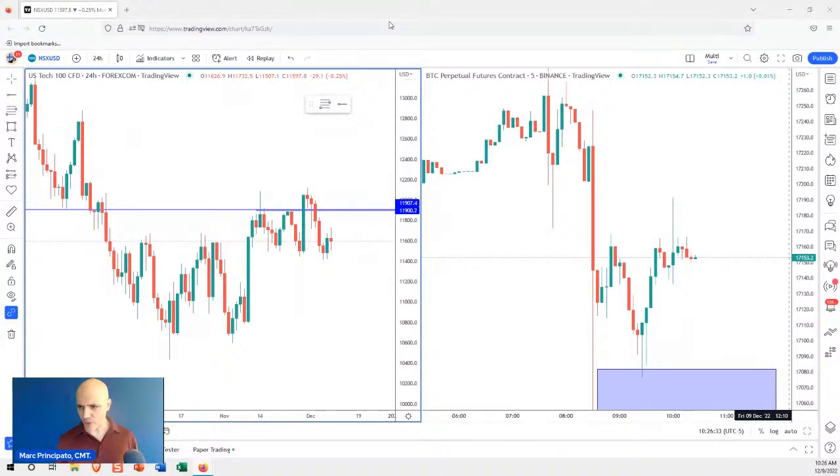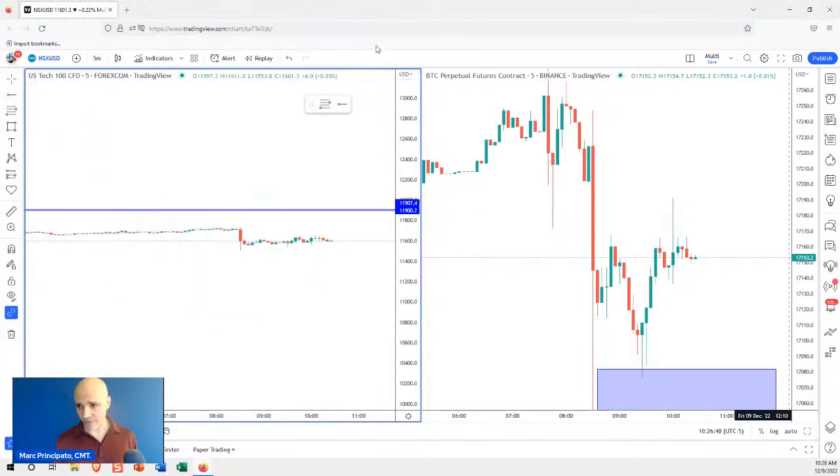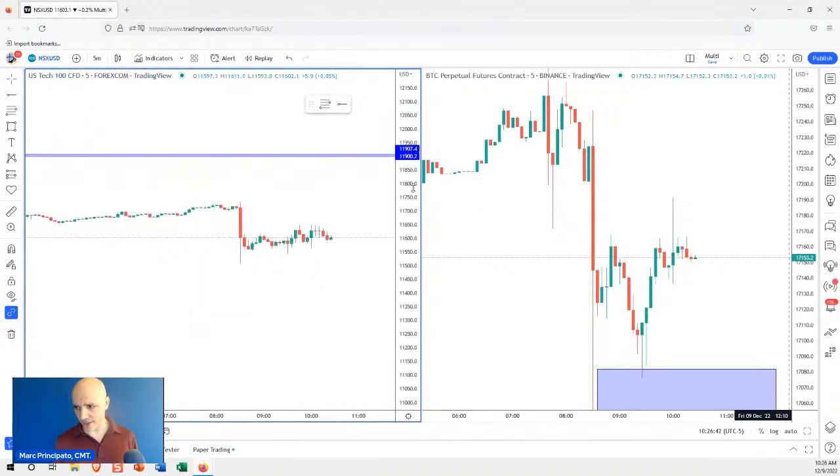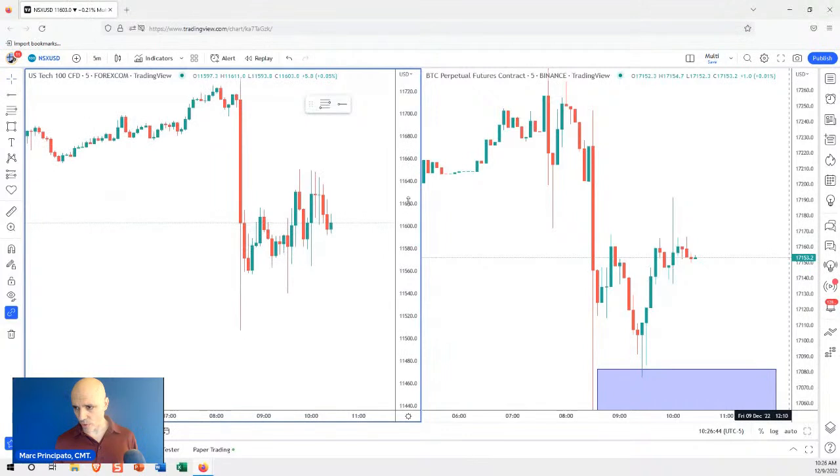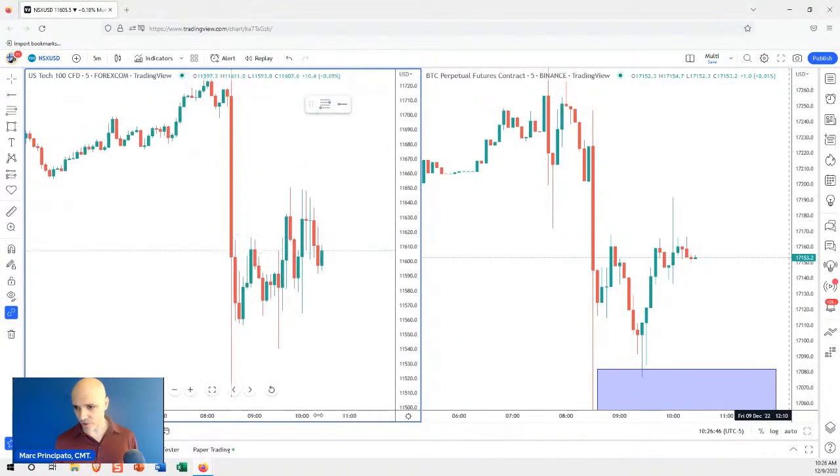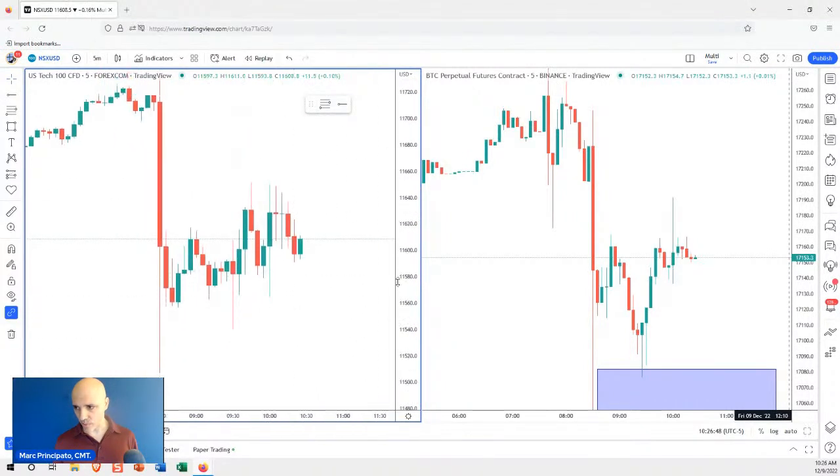Okay, so next, I covered all the major markets. I don't have any trades in Bitcoin here because Bitcoin's not giving us anything. So I'm going to go to the 5-minute NASDAQ here, just to look at the correlation. This is not like a one-to-one thing.